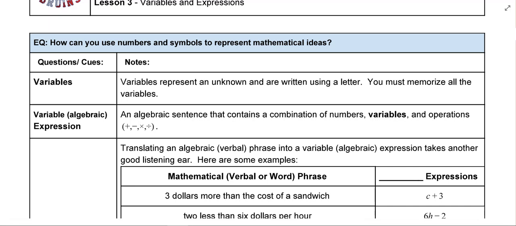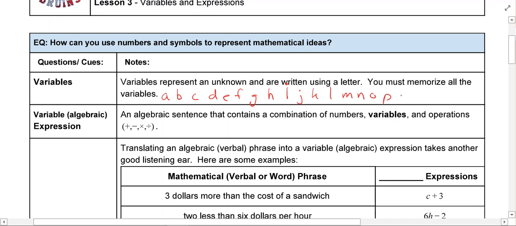There's many of them. So what I've done is I've created a little thing so you can memorize all the variables in seconds. Here it is. Start with A, B, C, D, E, F, G, H, I, J, K, L, M, N, O, P, Q, R, S, T, U, V, W, X, Y, and Z. That's all the variables, but they're hard to memorize. So I wrote a song to help you.